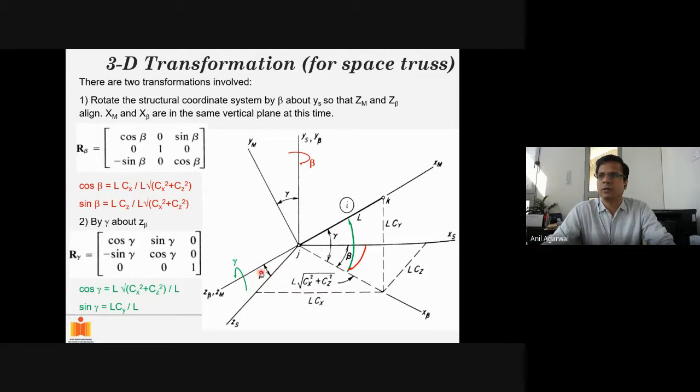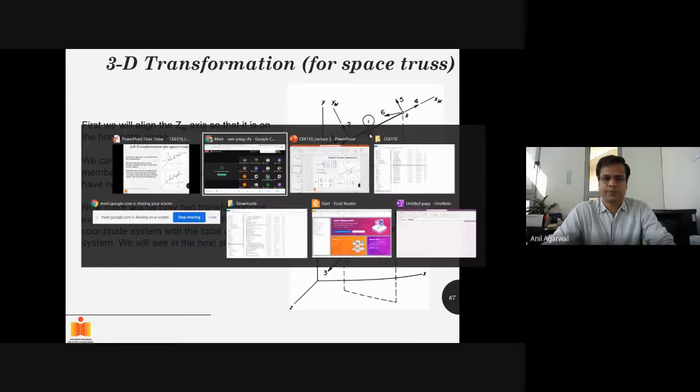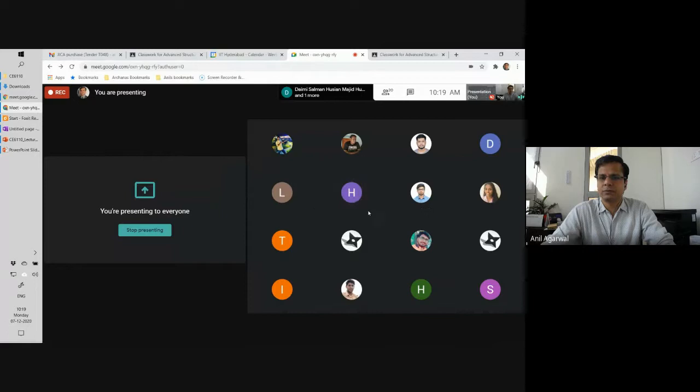And the tricky part here was that in spite of doing this transformation, wherein we rotated the local coordinate system, we did not have to do any transformation. And that we were able to do because, Haripriya, why did we not have to do any transformation?